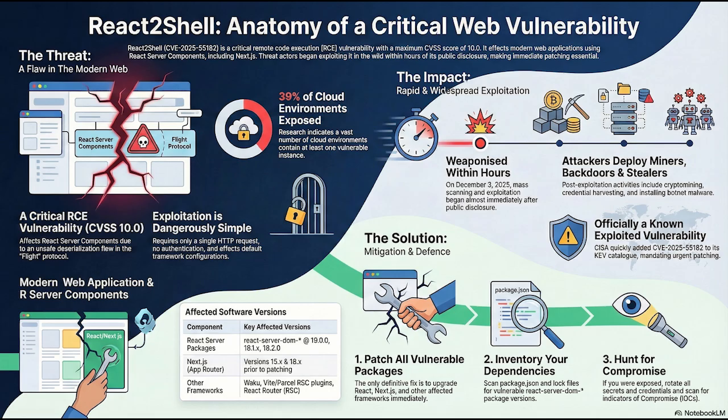You must use software composition analysis, SCA tools like Syft, Trivy, or commercial equivalents to scan your package.json and lock files for the specific vulnerable versions of React Server, Webpack, Parcel, or Turbopack. If they are found, the build must fail. What about the network boundary? Is there any way for IDS to reliably spot the exploit payload itself?